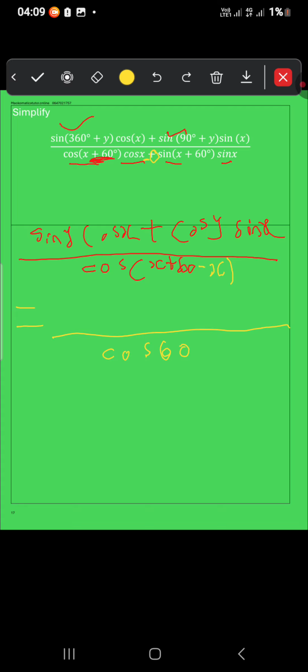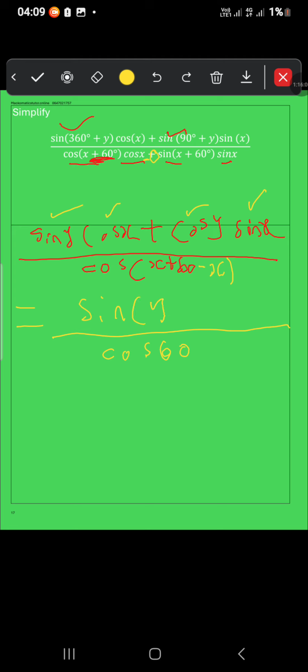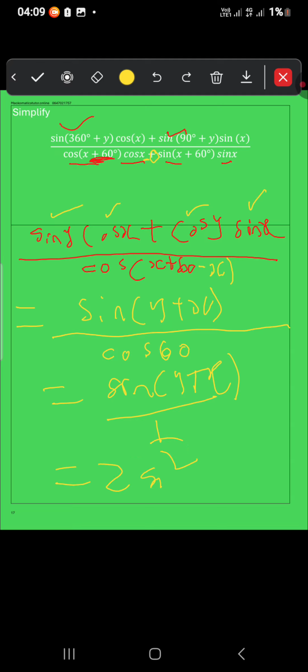Then this is sine, cos, cos, sine, and the angles are repeating. So, right. Therefore, this is what? This is sine of x plus y. And the final answer will be sine of x plus y divided by 1/2, which is the same as 2 sine x plus y.